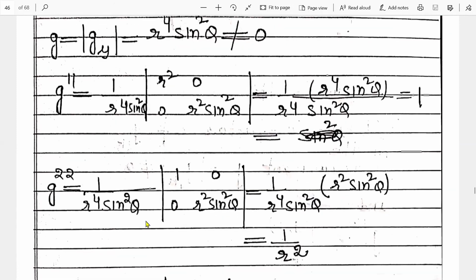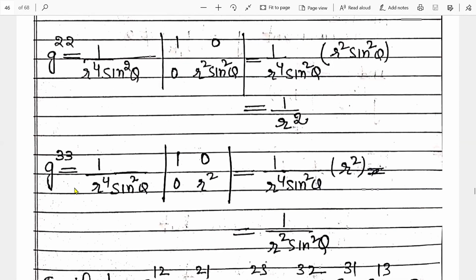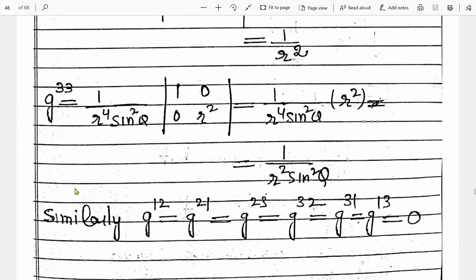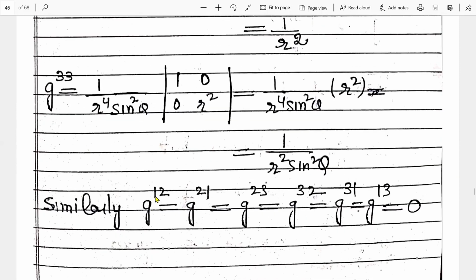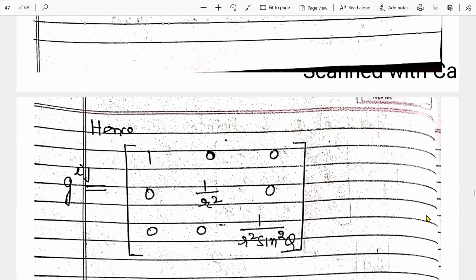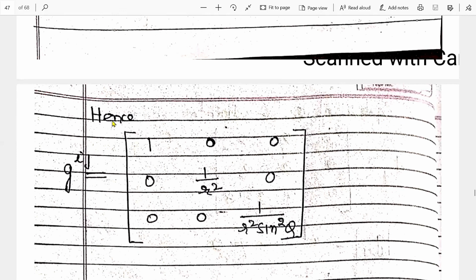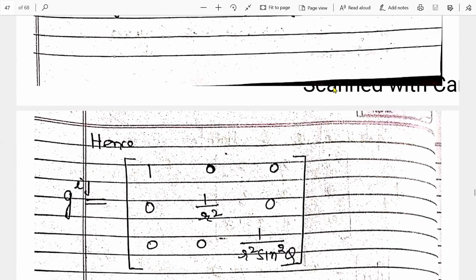Similarly, we can find the value of G22. Similarly, we can find the value of G33 on a similar pattern. And similarly, G12, G21, G23, G32, G31, and G13, all these are 0. Clear? So in this way, we can find the conjugate matrix, which is Gij, which is 1, 0, 0, 0, 1 by r square, 0, 0, 0, 1 by r square sine square theta, right? So that is our result.